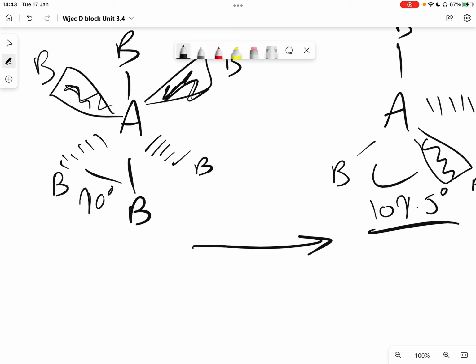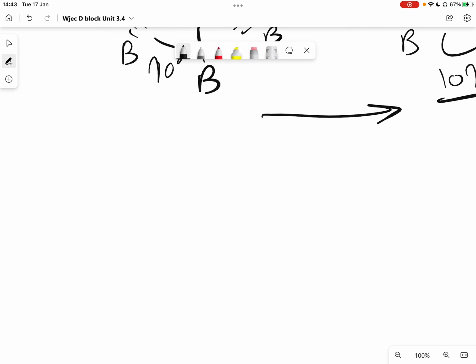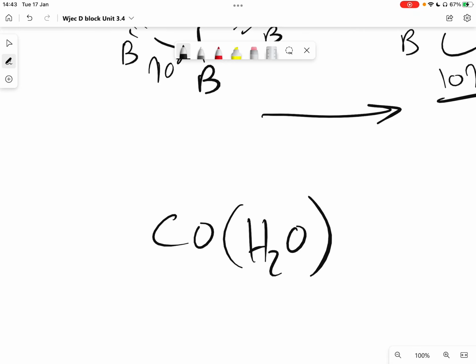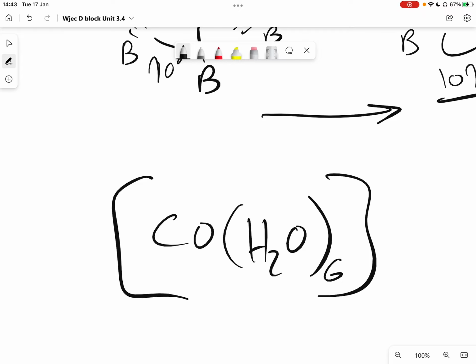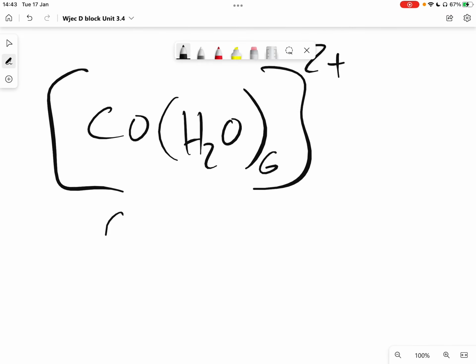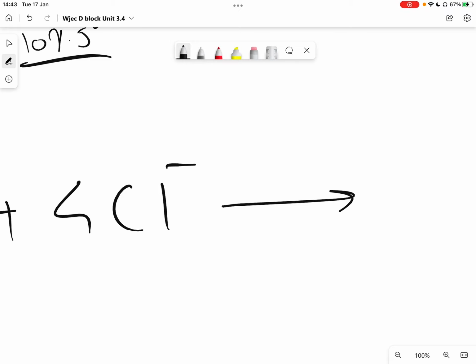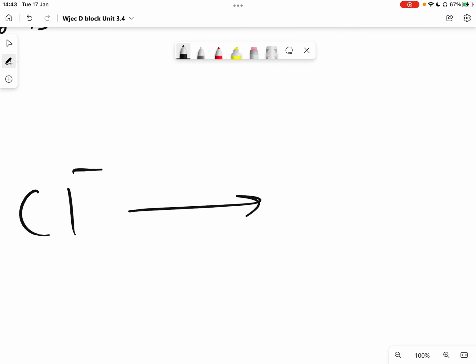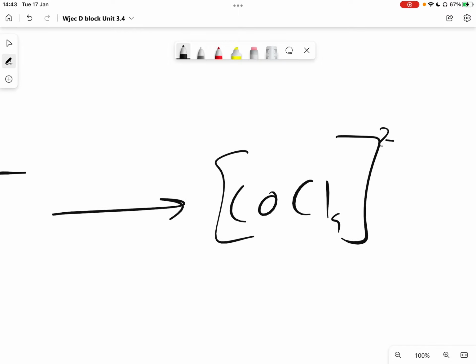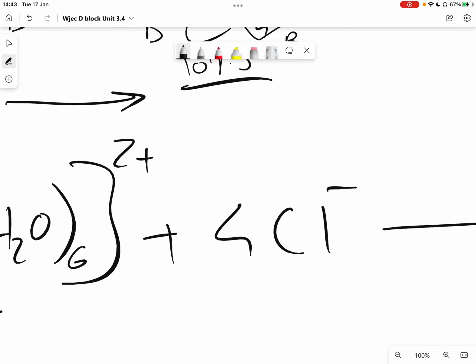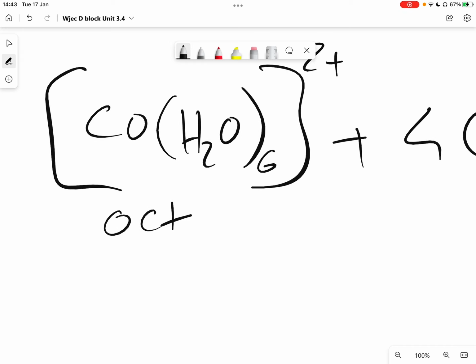So an example of this is cobalt. So I'll use cobalt chemistry. So cobalt, we have hexaaquacobalt, like so. Now this is our octahedral, so I'll write oct. And now if I add 4 chloride ions, we're actually going to go to a tetrahedral shape. Now this tetrahedral shape is going to be down to this, CoCl4 2-.